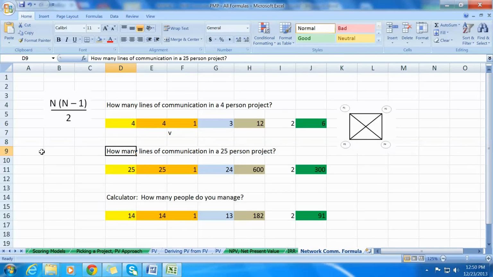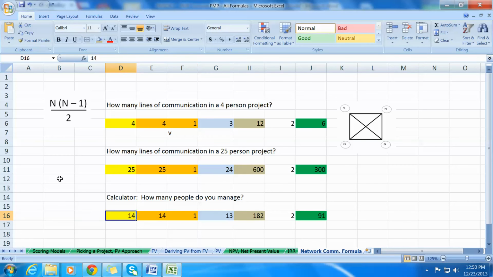Well, this becomes a whole lot more complex when you have 25 people on the project. So here we have 25 is equal to N, and 25 minus 1 is equal to 24. So what you have is 25 times 24. That is the numerator, and that is the number 600. You divide it by 2, that's over here, and so that's 300. So for the lines of communication in a 25-person project, there are 300 possible lines of communication. A lot of lines of communication, and that communicating can become difficult, even if you're using email.